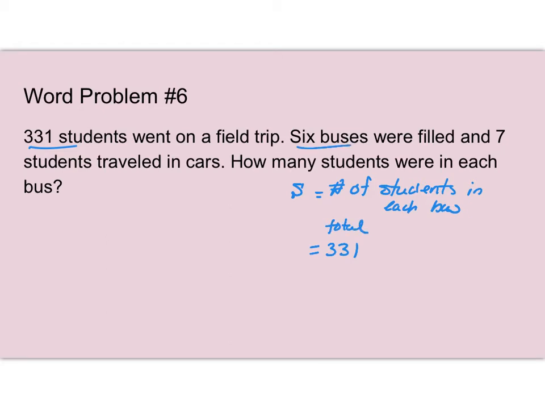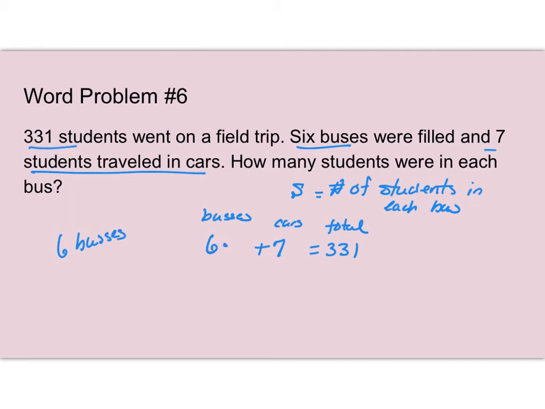Now, there are 6 buses, and there were 7 students that were in cars. So I know 7 students right off the bat were in cars. And now I have to figure out how many students were in buses. So if I know I have 6 buses, I need to know how many students were on each bus.